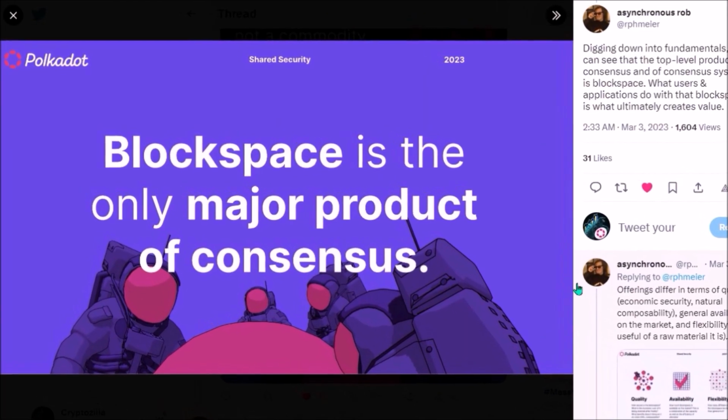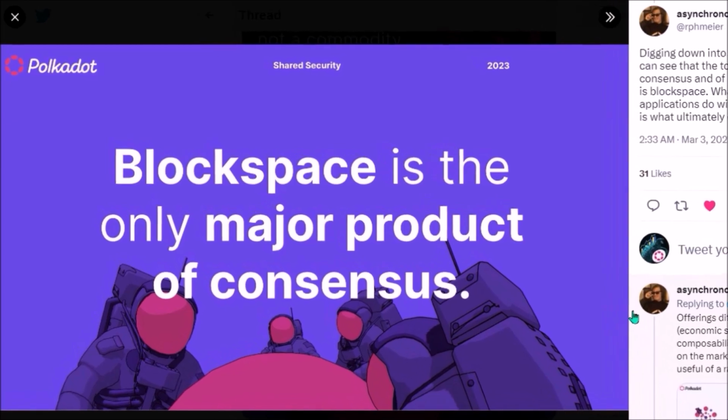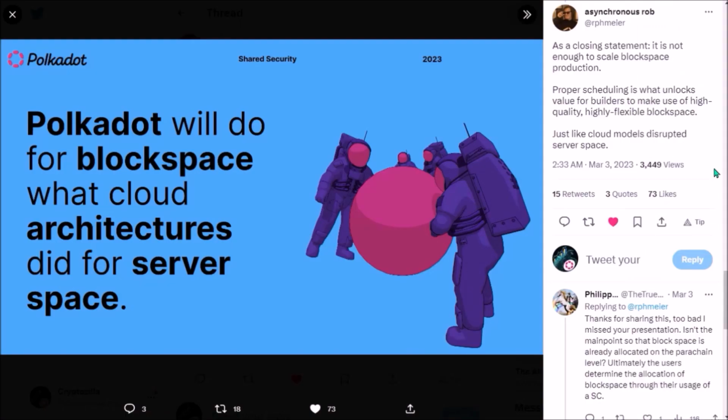So there you have it, quite a complex topic, this block space. What do you say? Be sure to let me know what you think. Do you believe this block space concept will rise to prominence in the blockchain space in the future?